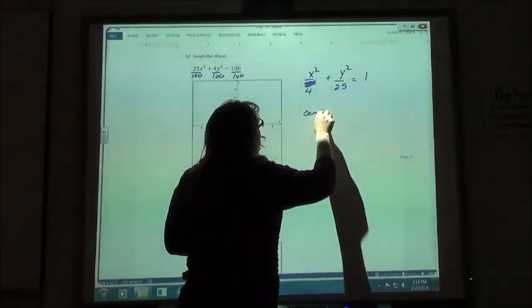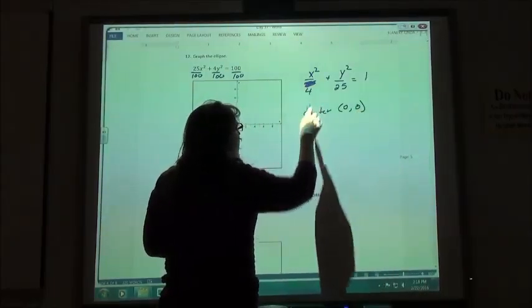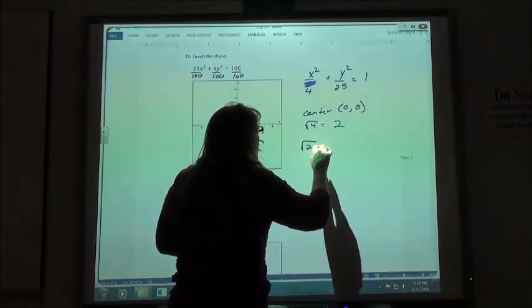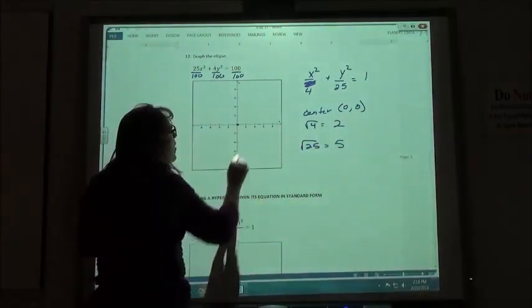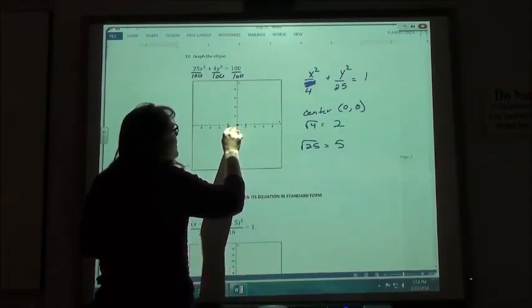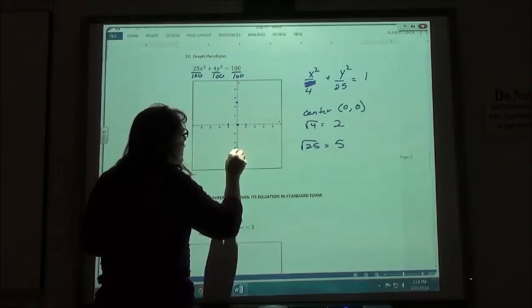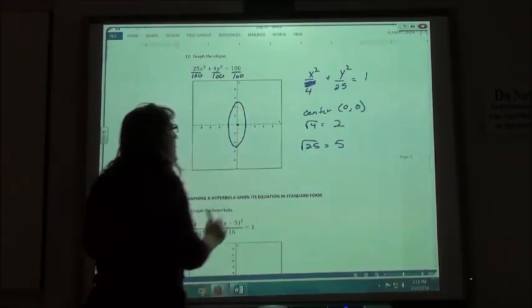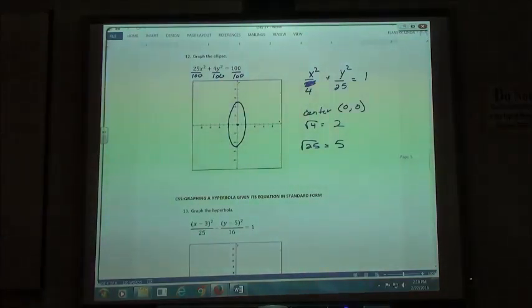Again, my center is going to be at the origin, so at 0, 0. This time I'm going to have the square root of 4 is 2, and the square root of 25 is 5. So I centered it at 0, 0, opens up 2 to the right and left, opens up 5 up and down, and so my ellipse is going to be taller up and down than it is wide, since my bigger number was under my y, and it's going to look something sort of like that.